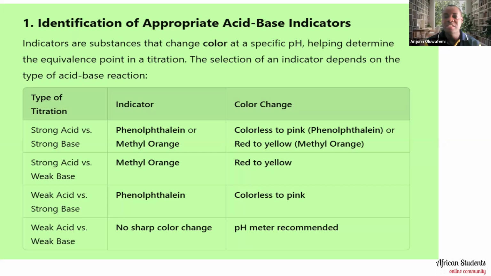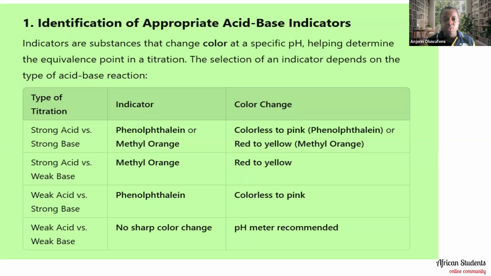So that is why it is important for us to identify the appropriate acid-base indicators that we can make use of when we are doing titration. Indicators are basically substances that change color at specific pH. They help to determine the equivalence points in a titration. The selection of an indicator depends on the type of acid-base reaction taking place. Based on the type of acid-base reaction, we will select the appropriate indicator.